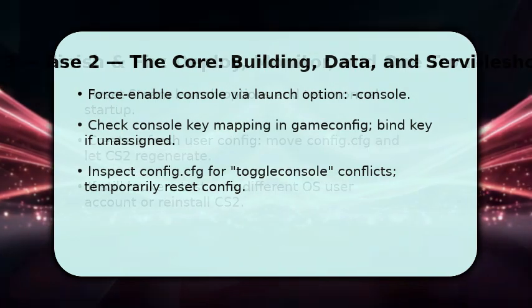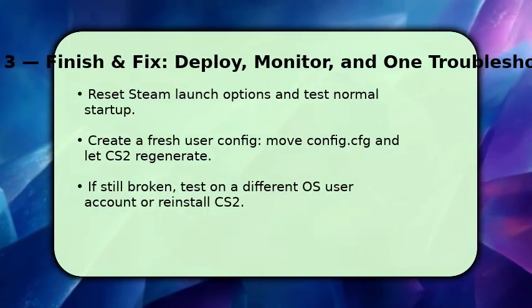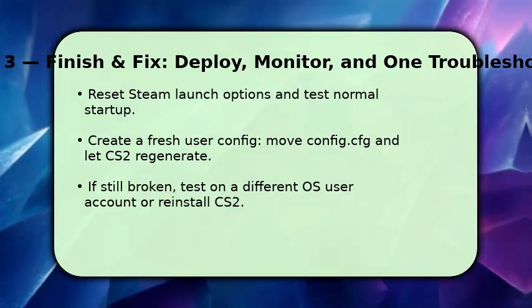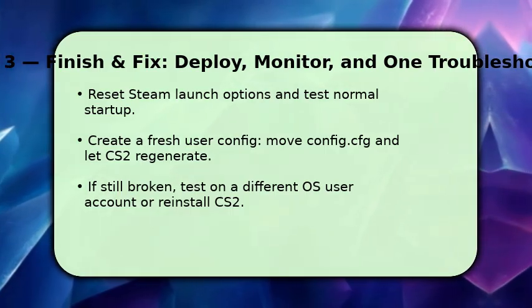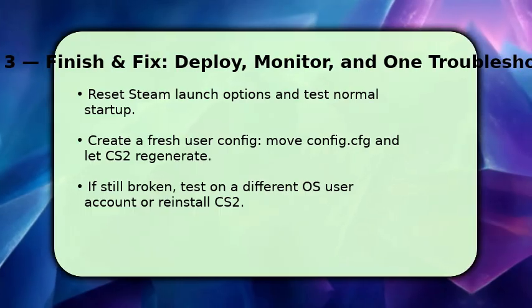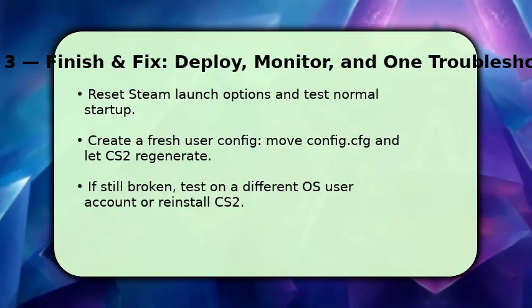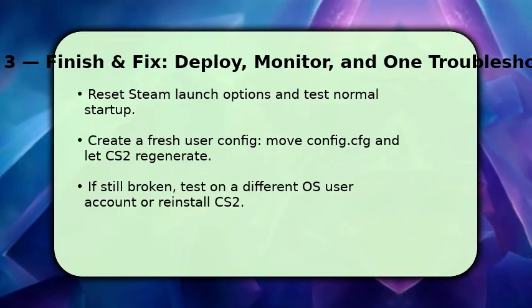Finish by testing a normal startup after cleaning configs. Remove temporary launch options, then create a fresh user config by moving config.cfg out of the folder so CS2 regenerates default settings. If the console opens now, copy custom binds back carefully. Make sure to restart your PC between major changes so driver or permission edits fully apply.